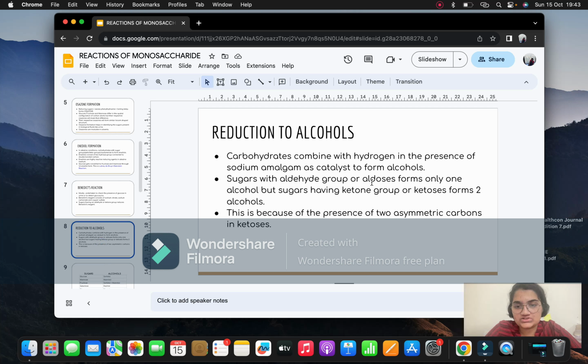Next reaction is reduction to alcohols. So in reduction to alcohols, carbohydrates combine with hydrogen to form sodium amalgam.